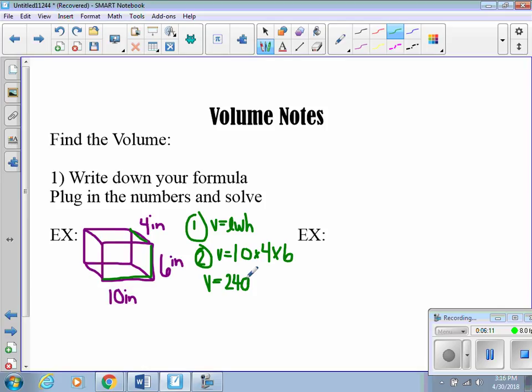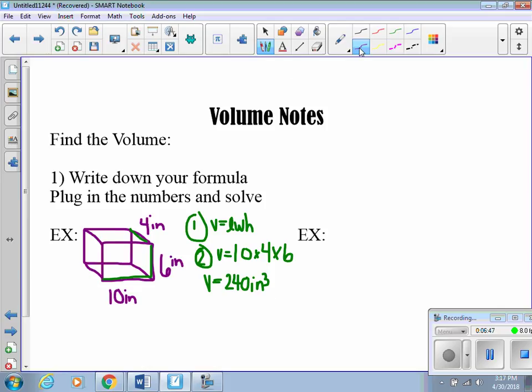240. Can't forget my units, inches. And it's going to be inches cubed. So my volume here is 240 cubic inches, or 240 inches cubed. This is the proper way to write it, unless you want to write it all the way out, cubic inches. This is going to be the shortest way to do it, therefore probably the easiest.